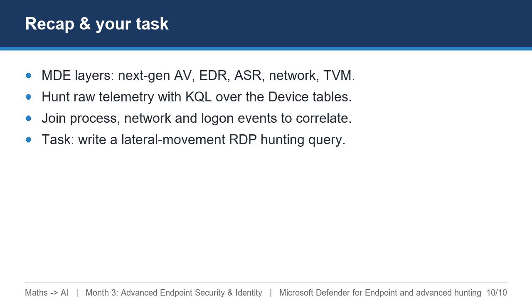Your task: in a test tenant, write a hunting query for likely lateral movement. Find remote interactive RDP logons where the same remote IP had more than 5 failed logons before a success within an hour, summarize and project cleanly, then join back to DeviceProcessEvents to show what that session ran. Describe how you'd promote it to a custom detection rule and which ATT&CK technique it maps to.